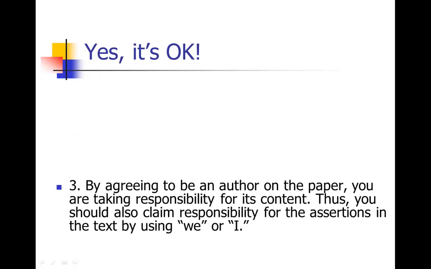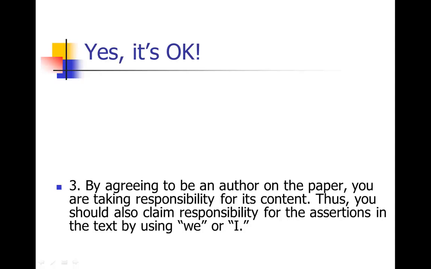And then finally, another really important reason for using we or I in your paper is that when you agree to be an author on the paper, you're putting your name there as an author, and you are taking public responsibility for its content. So I think when you use we and I in the writing of the body of the paper, it acknowledges the fact that yes, you're taking public responsibility for that content. So go ahead and claim responsibility. And that'll remind you as you're writing or editing the manuscript that you are taking responsibility. So go ahead and use we or I and claim that responsibility.